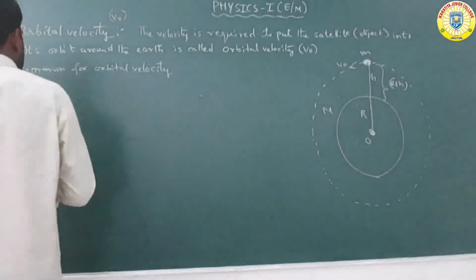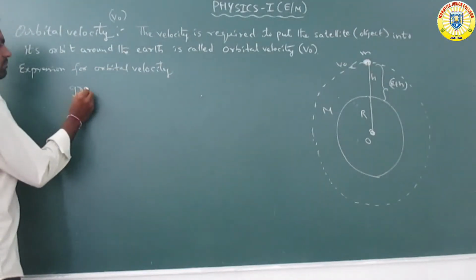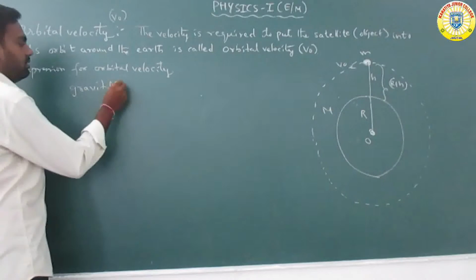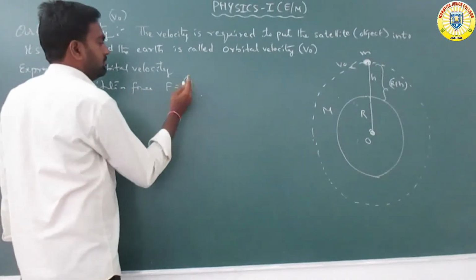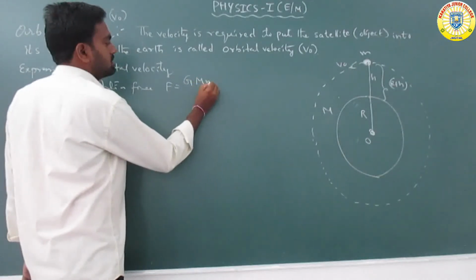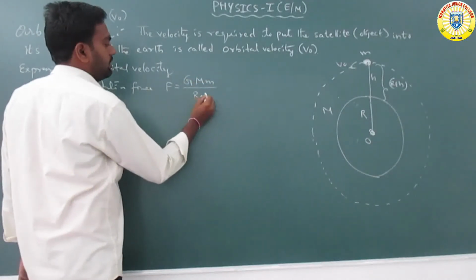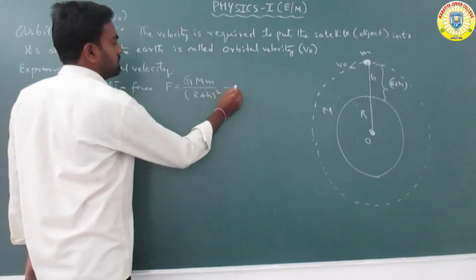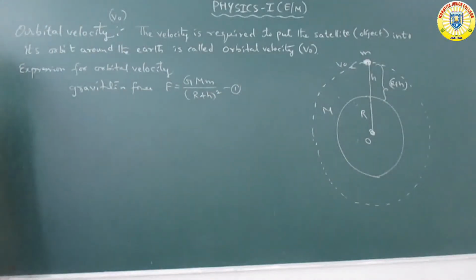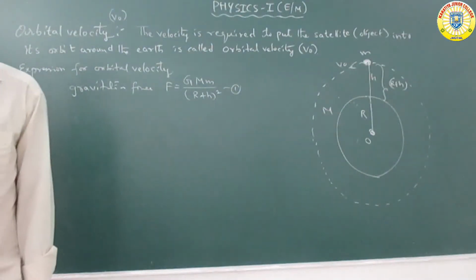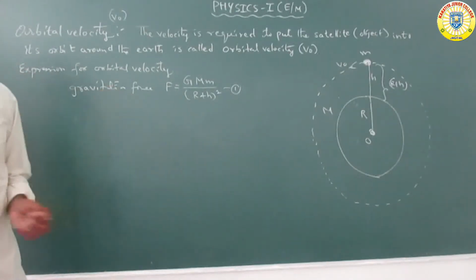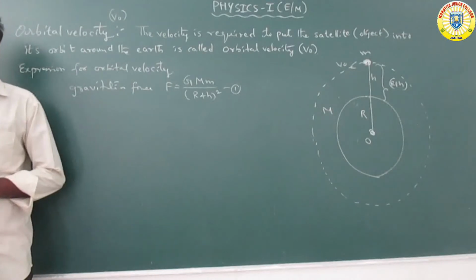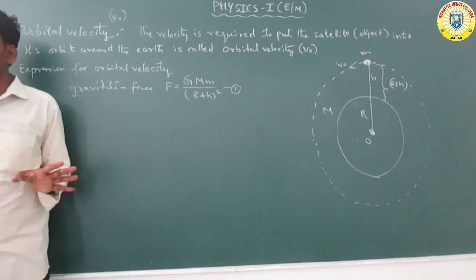The gravitational force F is equal to G capital M small m by (r plus h) whole square. So this is called the gravitational force. The gravitational force between the satellite or body and the surface of the earth: F is equal to G capital M small m by (r plus h) whole square. That is called the gravitational force.